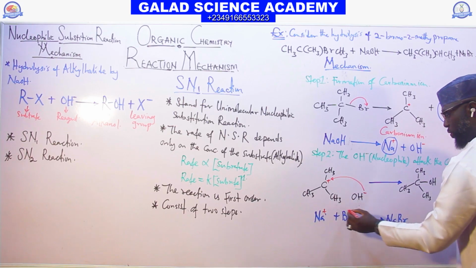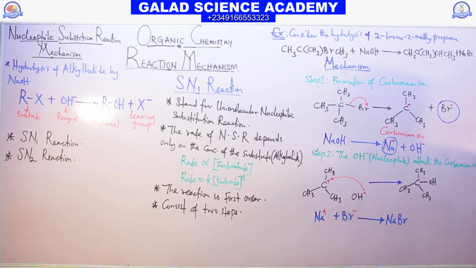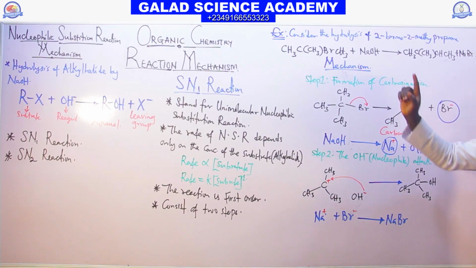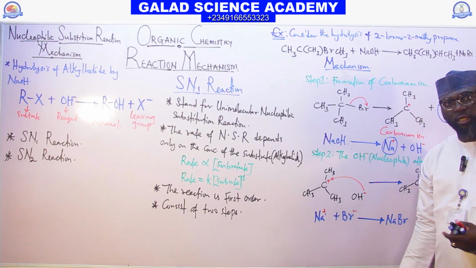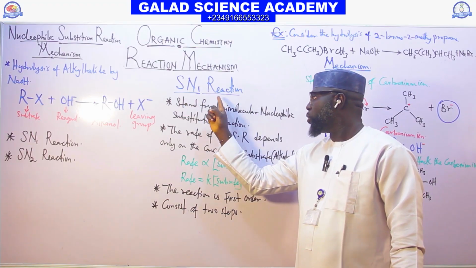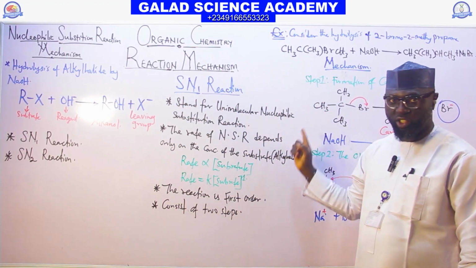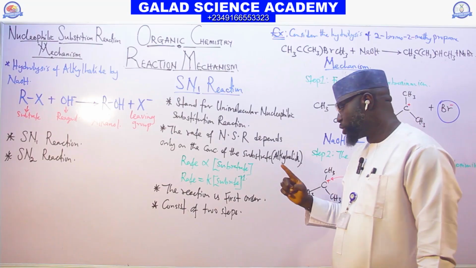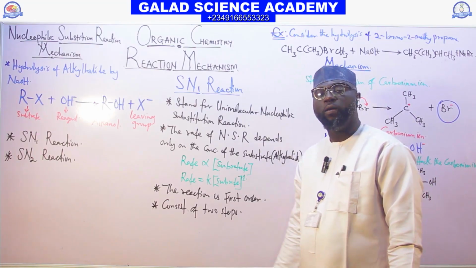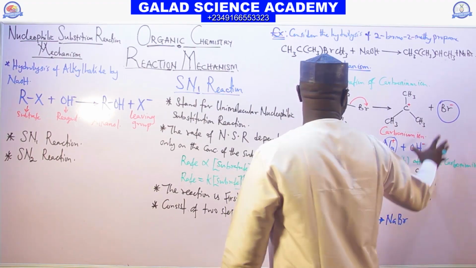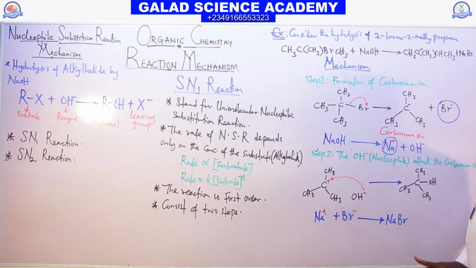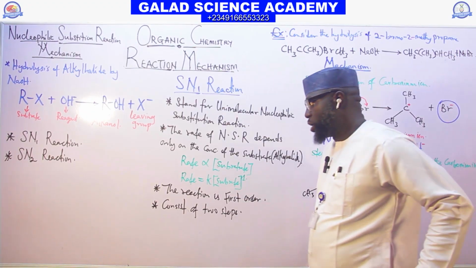So this is the end of the reaction mechanism for SN1. The SN1 is known as unimolecular nucleophilic reaction. It is first order reaction. The rate depends on the concentration of the substrate alone. And it consists of two steps. That is all about SN1.